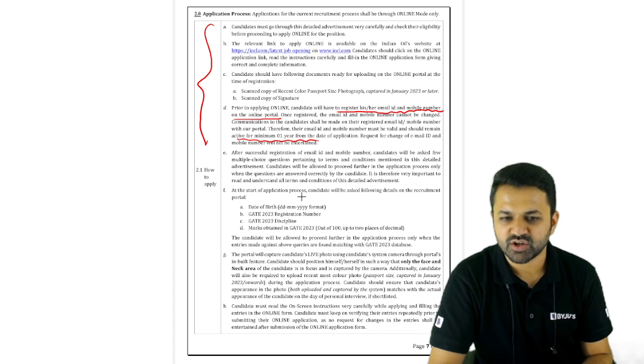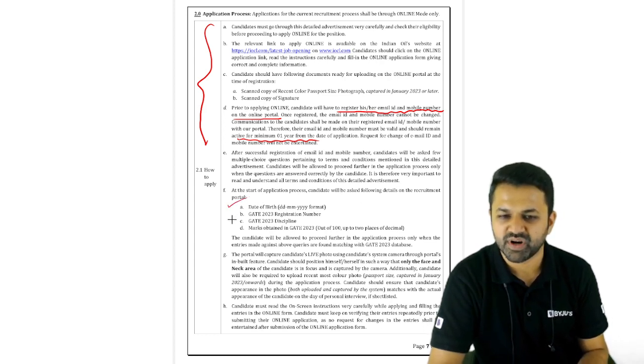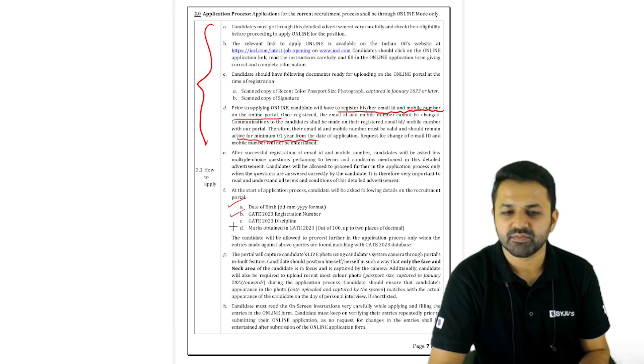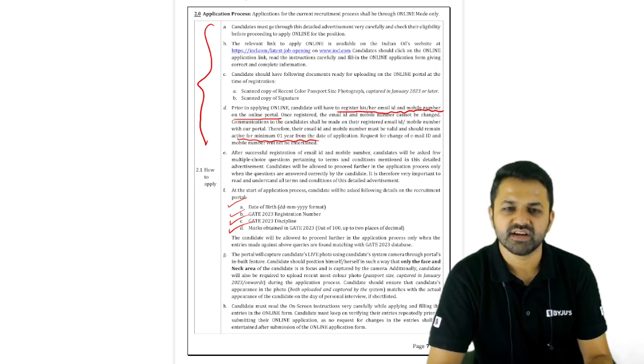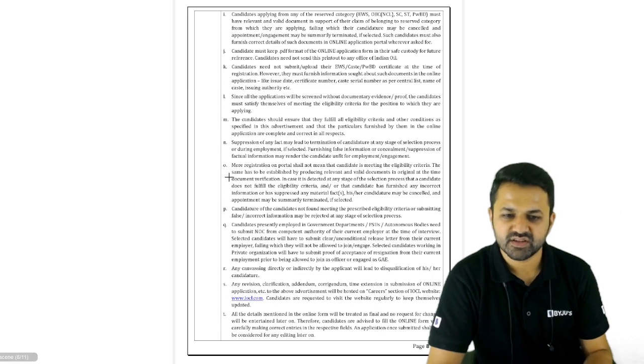At the start of the application process, the candidate will be asked for the details of the recruitment, date of birth, GATE 23 registration number, GATE 23 discipline, and marks obtained in GATE 23 out of 100, not the GATE score, the total marks will be required. So all these things you have to read carefully. And then there are a number of instructions given before applying.